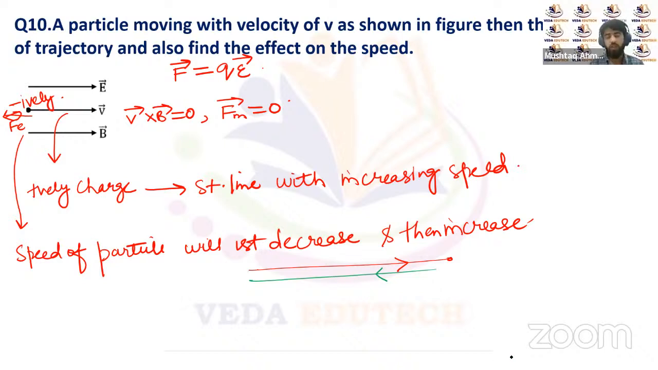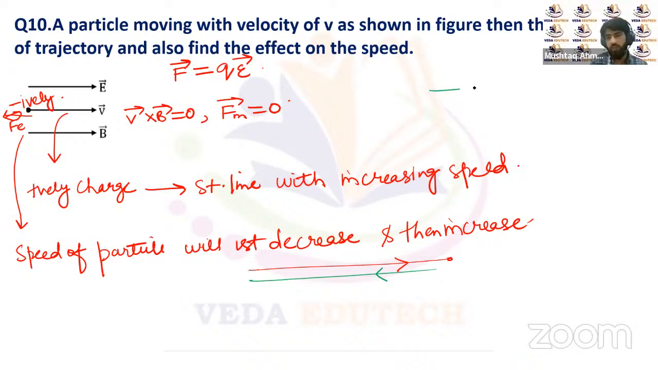So for the negatively charged particle, the speed will decrease first, and then the speed is going to increase. This is how the path will be the same. The path will once again be a straight line for both the particles, whether positively charged or negatively charged.